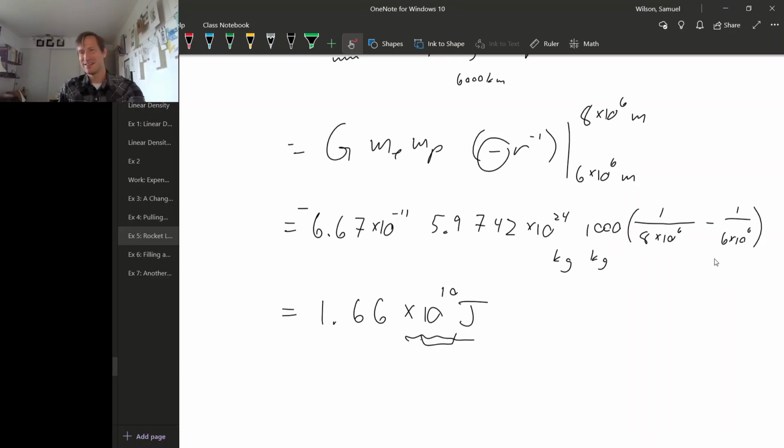Also, the radius of the Earth is actually a little bigger than 6,000 kilometers. So this is actually a slight underestimate of how much energy it would take.